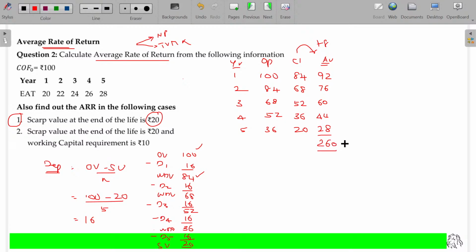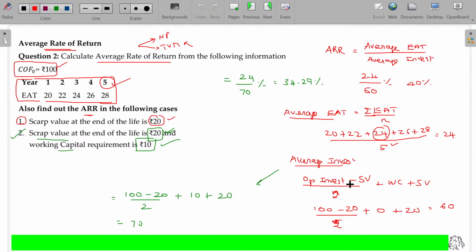260 for how many years? 260 or 300? 300. Be careful. 300. Clear? For how many years? 5 years. Then what about the final value? 60 is the average capital. We got this one directly here. Clear? So this is nothing but opening investment minus scrap value divided by 2. Finally add the scrap value.